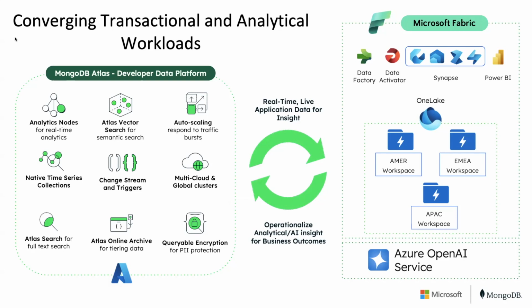On the left side of the slide, you'll see MongoDB Atlas, which represents the transactional system, the engine that feeds into the analytical system. And on the right, we have Microsoft Fabric, the analytical platform that works in conjunction with Atlas. So together, these systems create a loop of real-time intelligence, enabling actionable insights that can immediately be applied back into the transactional system.